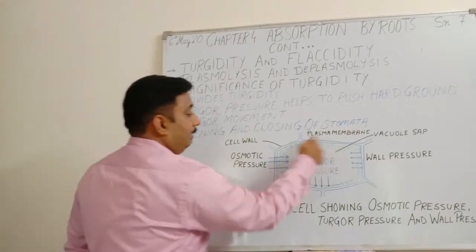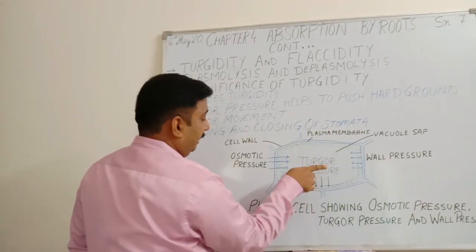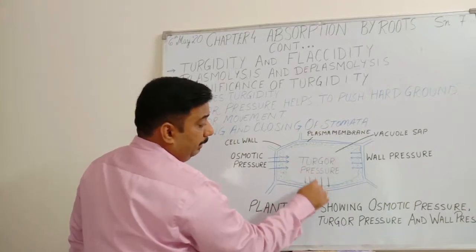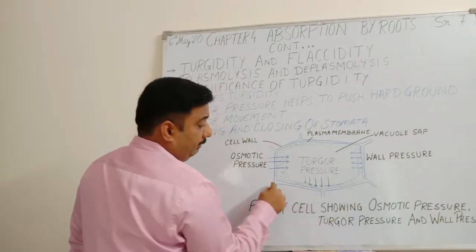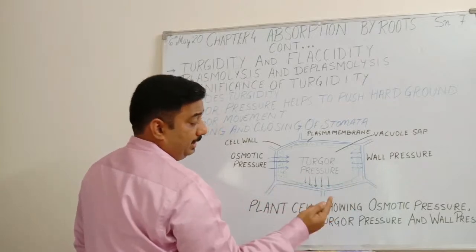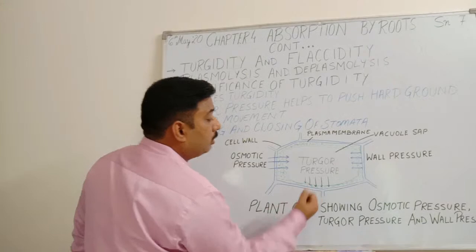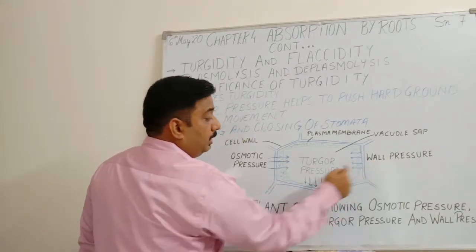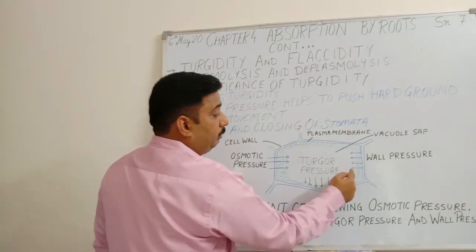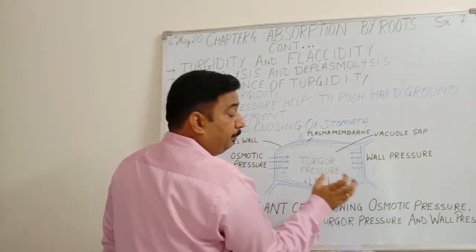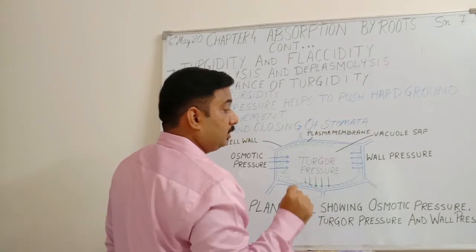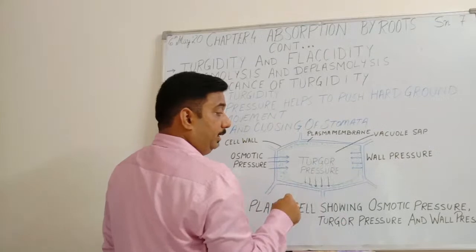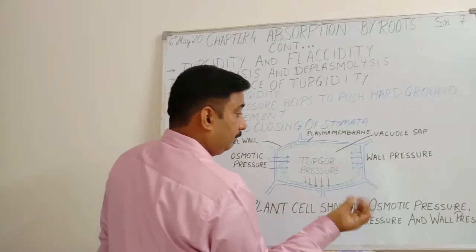You can understand this by the diagram. This is called turgor pressure. It will start to give a pressure on the cell wall. At the same time, the wall also exerts an equal pressure. This is called wall pressure. So turgor pressure will equalize with the wall pressure, which will prevent the cell from bursting. Suppose the turgor pressure increases beyond the wall pressure. What will happen? The cell will burst.